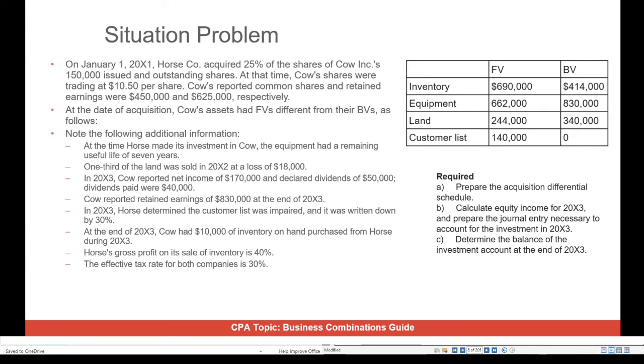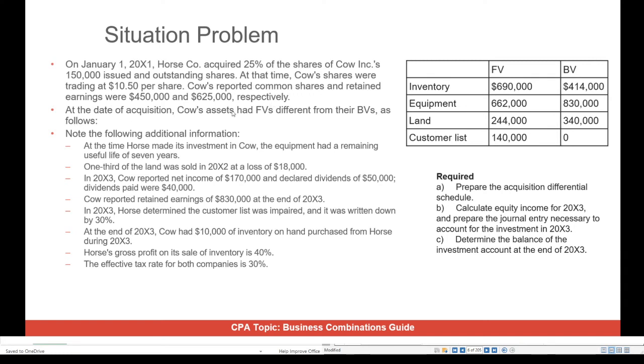an example here. I'm just going to leave this example up. I'll give you about 2 minutes to read through the example and make some notes down, and then we'll work on the example together. So on January 1st, 20X1, Horse Co. acquired 25% of the shares of Cow Inc.'s 150,000 issued and outstanding shares. At the time, Cow shares were trading at $10.50 per share. Cow's reported common shares and retained earnings were $4.50 and $6.25.